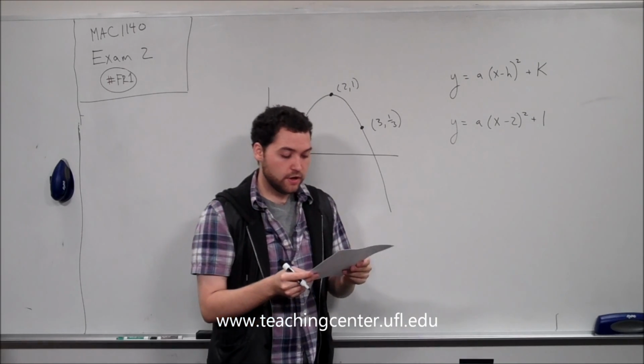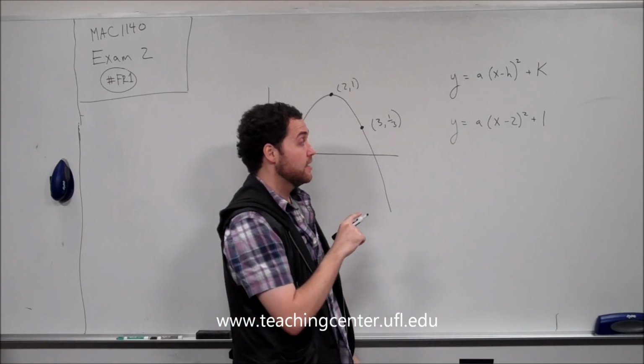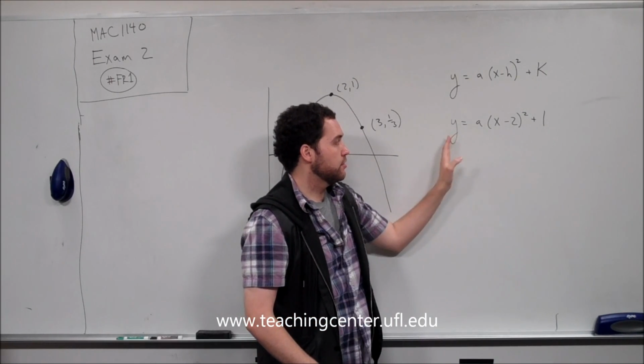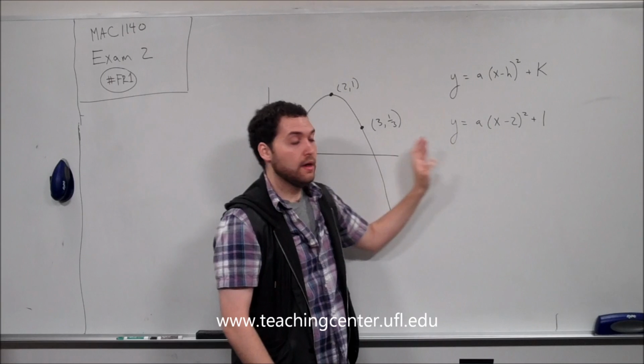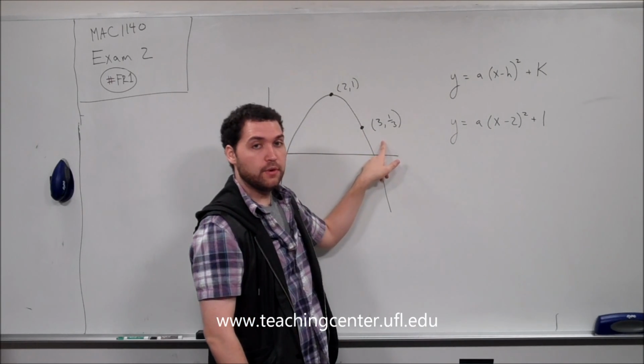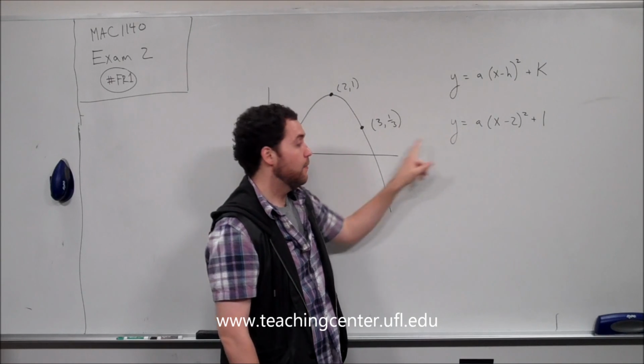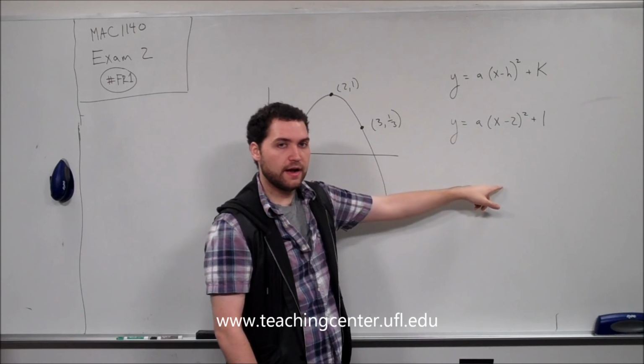Then in the second part, they want you to determine the leading coefficient A. So how do we do that? Well, we have one equation here with technically 3 unknowns, an A, an x, and a y. But we also know that the point (3, 1/3) is on this parabola. So we can plug 3 in for x and 1/3 in for y and solve for our A.